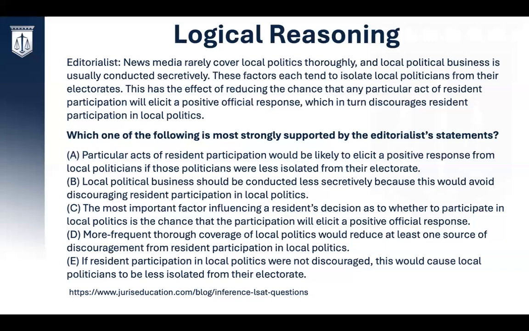What the editorialist is saying is we need more light on local politics so people know what they're watching, right? It's drawing a conclusion that isn't warranted from the facts. It's going a step too far. And again, this juristeducation.com site, they have some really good explanations. I'm not super happy with the explanation for E because it's a little bit too complicated. But for the most part, they also have some good sample questions.